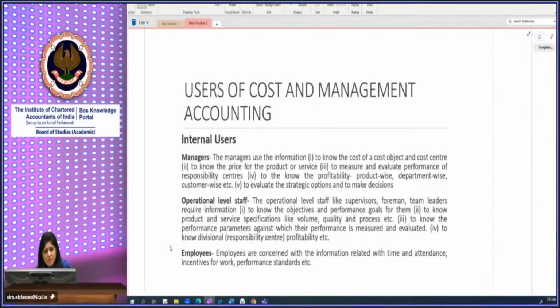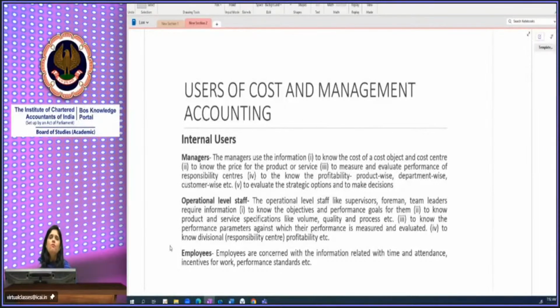To know the profitability product wise. This information can only be given by the cost accounting department. It cannot be given by the financial accounting department. The cost accounting department has information in different forms: product wise cost, department wise cost, job wise cost. Management wants information in different forms, and that is one of the basic objectives of cost accounting.